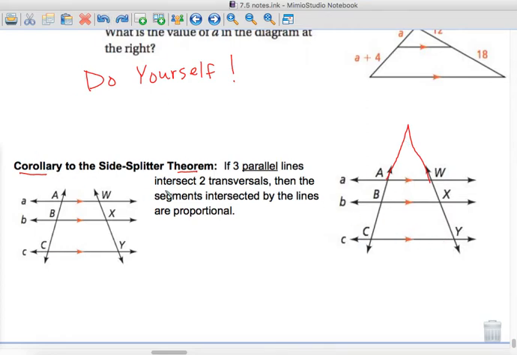And if you do that, you can see that any of these segments, any of these pieces of the lines are going to be proportional. So basically, the corollary to the side splitter theorem is if you take 3 parallel lines, and they intersect 2 other lines like that, then all the pieces in there, like this part and this part and this part and this part, are all proportional. So for that diagram, we have AB over BC equals WX over XY. They're all proportional. That's the corollary to the side splitter theorem. Let's turn the page.